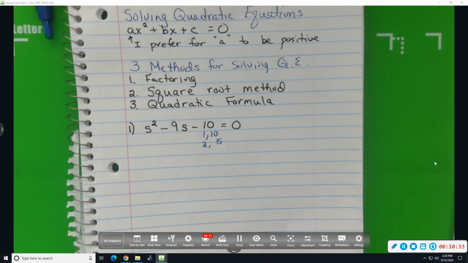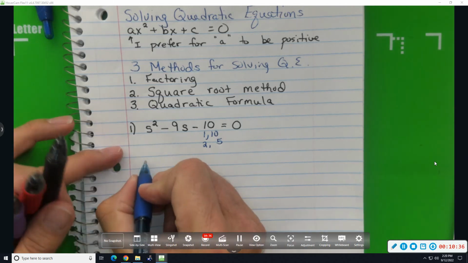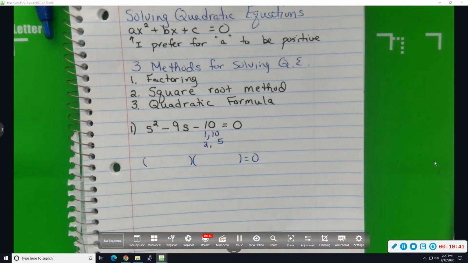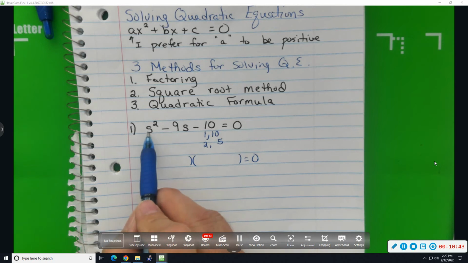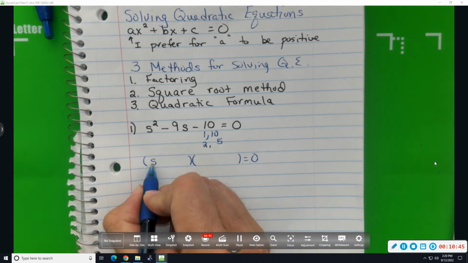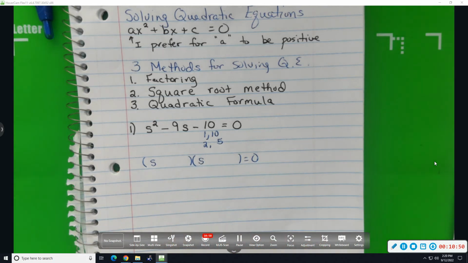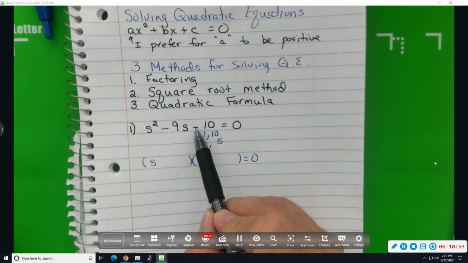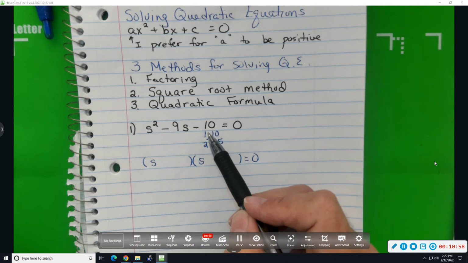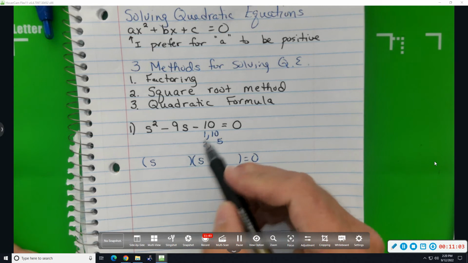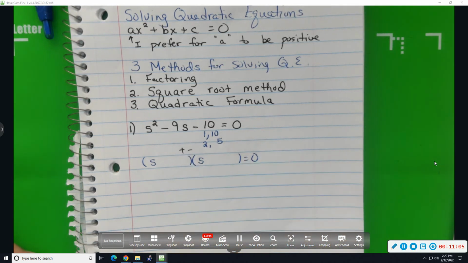Okay, so I'll draw my two sets of parentheses. Do y'all remember doing this factoring last week? And this is one that's pretty easy to get started with because you just put S and S. Okay. Now, the second sign is minus. So what did we say about the factored form? What sort of numbers multiply together to give a negative 10? Well, one of these numbers would need to be positive and one negative. So we'll wait to fill that in.